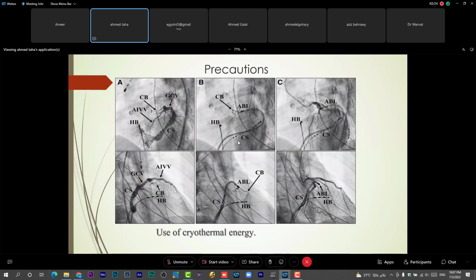For example, this is a case I mapped just a few days ago. It's in the LV summit near the anterior cardiac vein and near the LAD, and it was a good ablation using 20 watts at irrigation about 35. I did it for just 30 seconds and the PVCs disappeared at once.